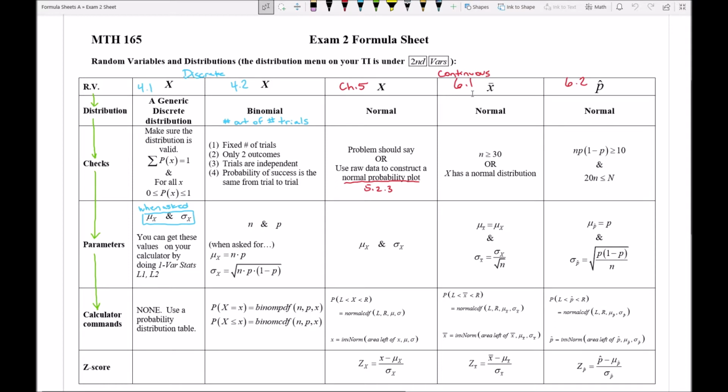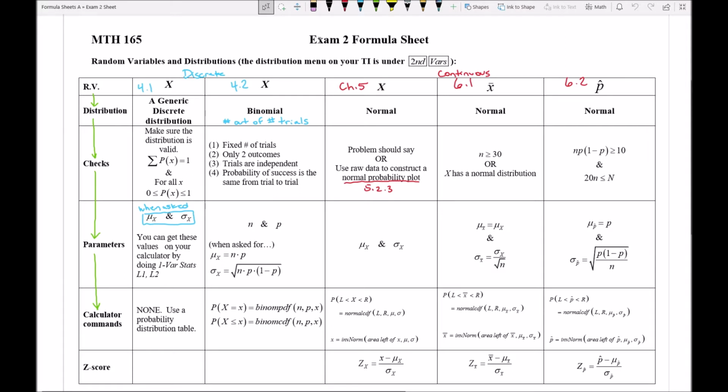Notice that if x bar is the random variable, it can take on values determined by random chance, then we can say that it's going to have a normal distribution as long as one of these two checks are met. Either we need n, which remember represents the size of the sample that we're using, to be greater than or equal to 30, or it needs to be the case that x, which is the distribution over here from column 3, has a normal distribution.